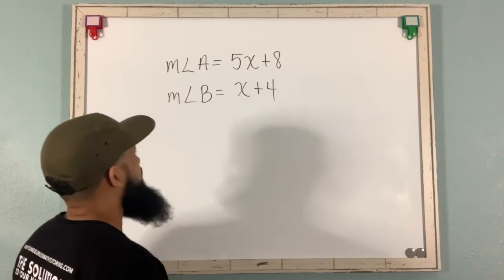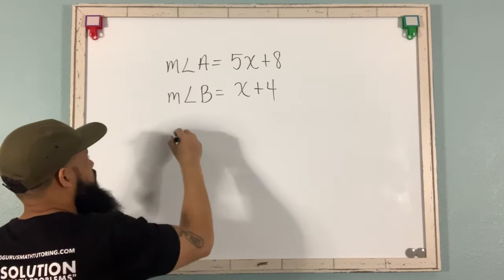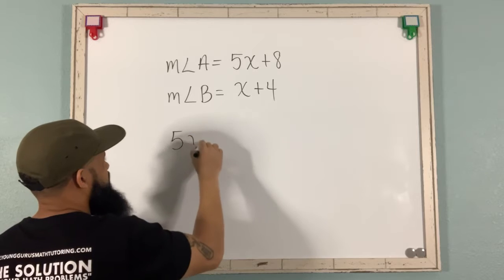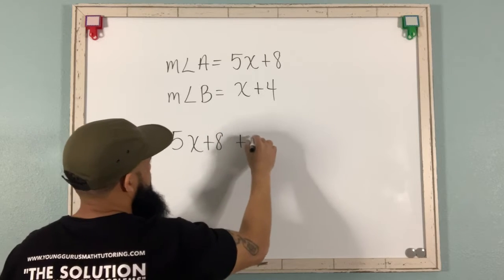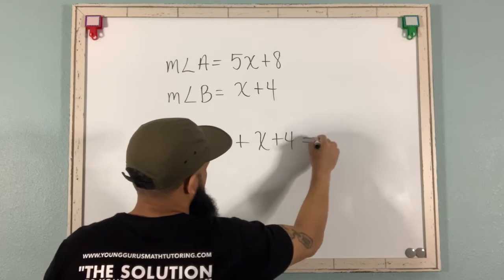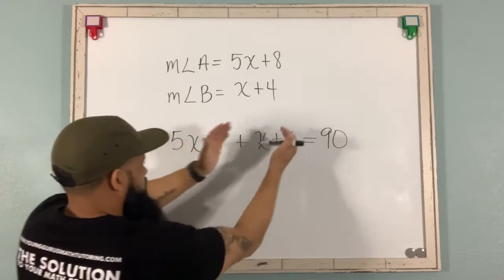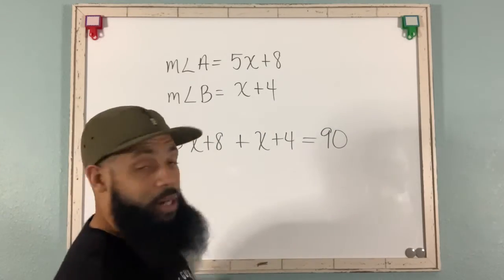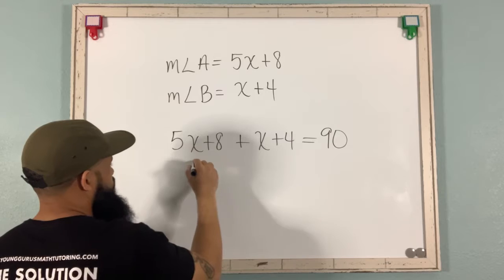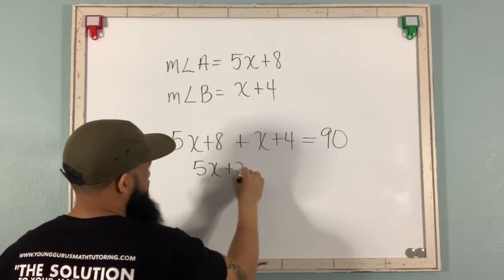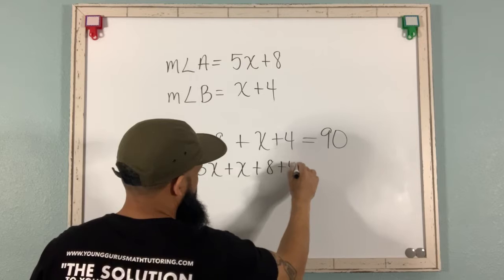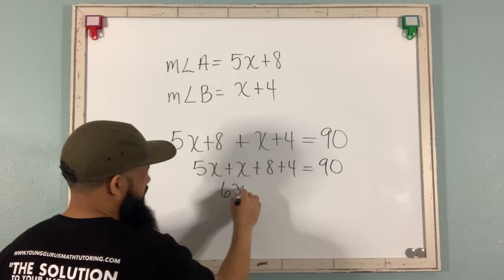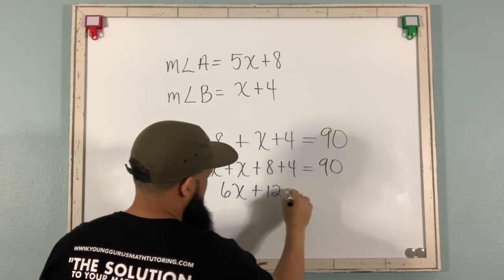Let's get started. Right. So now we know that they are complementary, so they have a sum of 90 degrees. So 5x plus 8 plus x plus 4 equals 90. Some people put parentheses around both expressions. You don't necessarily have to, right? But what I do need to do is combine like terms, solve for x, right? So I can reorder these. I can say 5x plus x plus 8 plus 4. You don't have to do that step. I just like to do everything together. 5x plus x is 6x. 8 plus 4 is 12 equals 90.